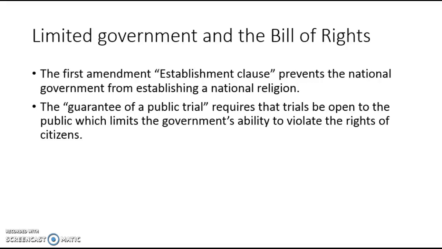Limited government and the Bill of Rights. The Bill of Rights actually do limit the government, the state government and the federal government. In limiting the powers of the national or federal government, the First Amendment's Establishment Clause prevents the national government from establishing a national religion. The guarantee of a public trial requires that trials be open to the public, which limits the government's ability to violate the rights of citizens.